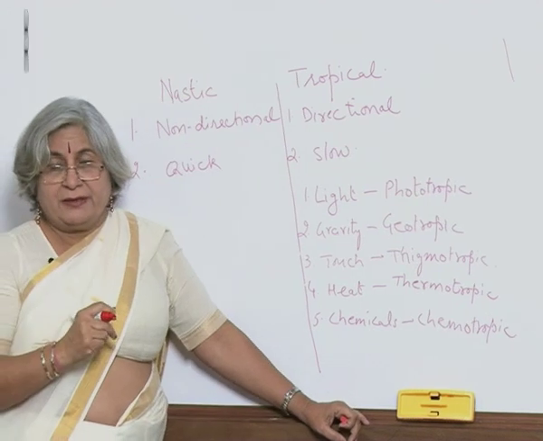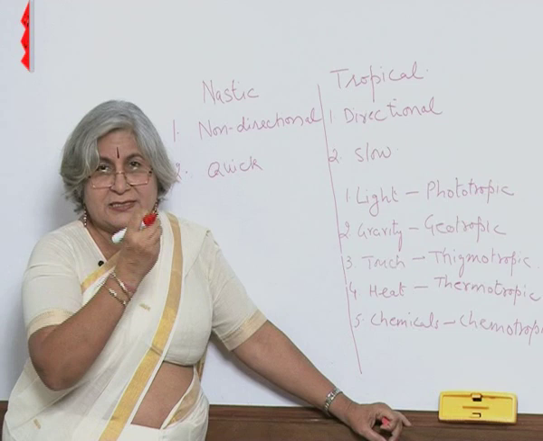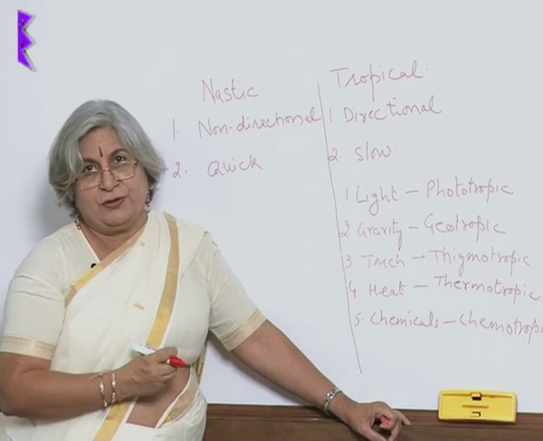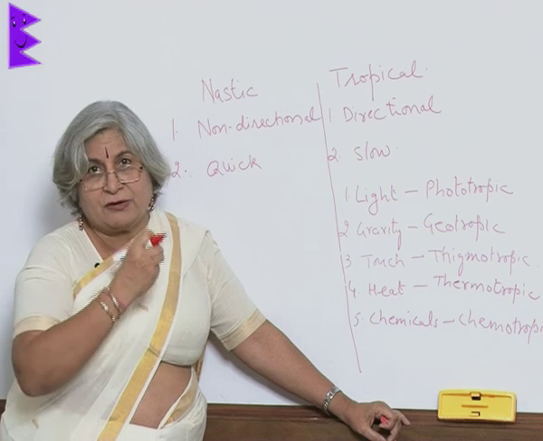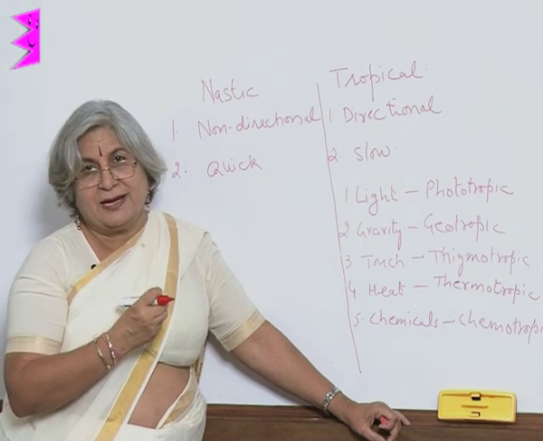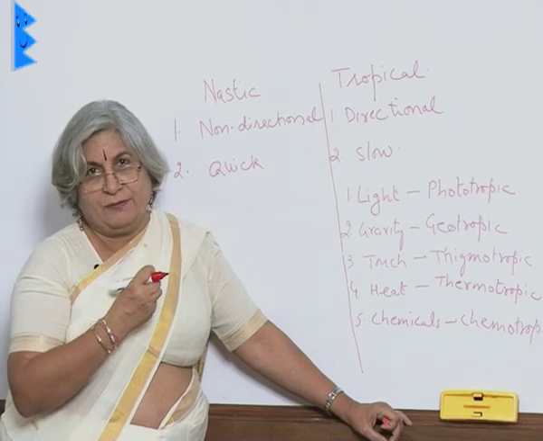If you remember, during fertilization in flowers, the pollen grains produce a pollen tube. Now, that growth of the pollen tube, or the movement caused by the growth, is due to chemicals produced by the ovary. So, that is an example of chemotropism.